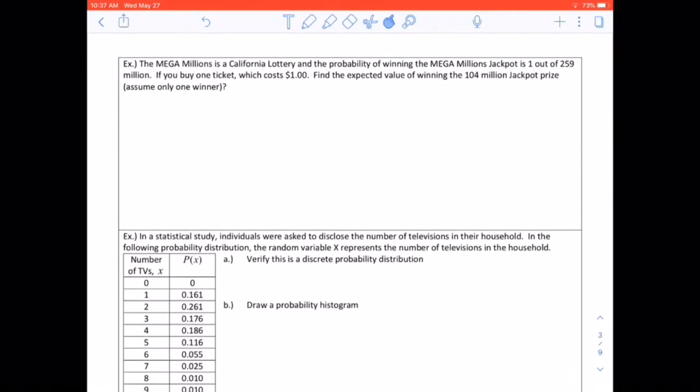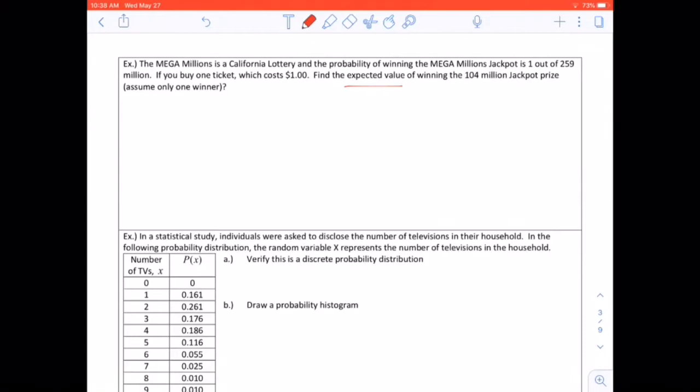The example on the next page says the Mega Millions is a California lottery, and the probability of winning the Mega Millions jackpot is 1 out of 259 million. If you buy one ticket, which costs $1, find the expected value of winning the $104 million jackpot prize, assuming only one winner. So first off, this is a little bit of the same kind of thing. It's expecting the expected value.